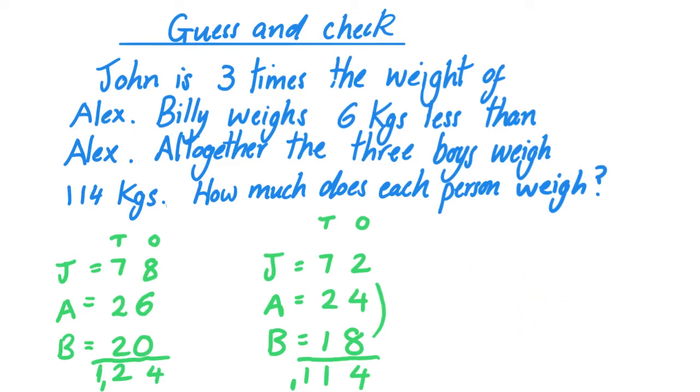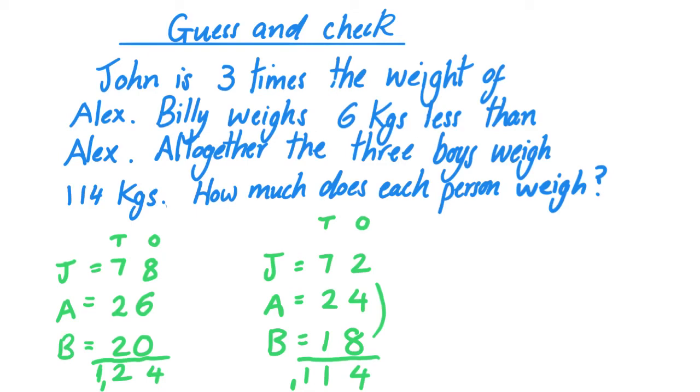So just moving this all out all the way, I'll just check and make sure, because you need to do that. Just go over it again. Let's check. Billy is 18, yep, and Alex needs to be 6 kilos more than Billy, and that works. 24 is 6 more. And then John needs to be 3 times Alex's weight. So 3 times 24, we made 72, and that works as well.